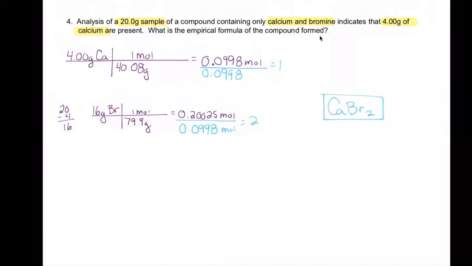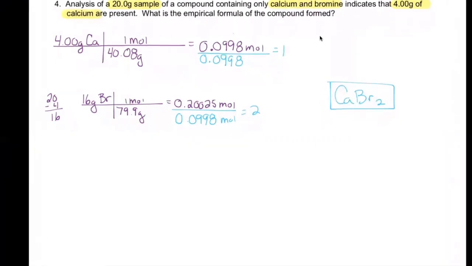Number 4 was another one where we had to subtract from the total to figure out the other element's gram amount. We were told that there was 4 grams of calcium present, that calcium and bromine were the only elements present, and that 20 grams was the total sample. So because we knew there was 4 grams of calcium, we can subtract to determine that the rest of it, the 16 grams, would have been bromine. And then just like the other ones, we divide by the molar mass on the periodic table to get our decimal in moles and divide by the smallest. In this example, the smallest was calcium.